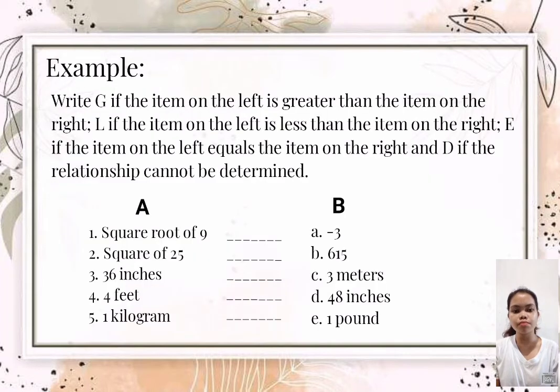Here is another example of a completion type of test that measures higher order thinking skills. Write G if the item on the left is greater than the item on the right. L if the item on the left is less than the item on the right. E if the item on the left equals the item on the right.